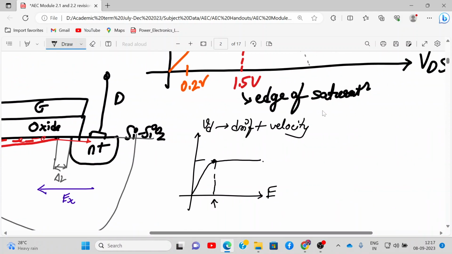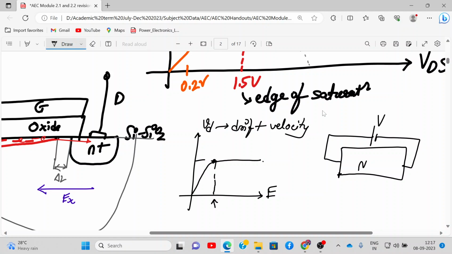Now, how do you define electric field, does anyone know? If I have an N-type semiconductor, N silicon, and I have defined a voltage over here, how will the current flow? Electrons will be going from this side to this side, right? So the electric field will be directed this side. This is the electric field, defined as voltage upon length, or volt per centimeter.